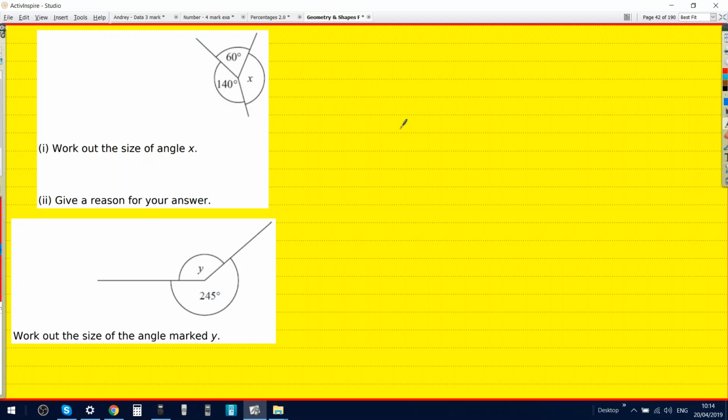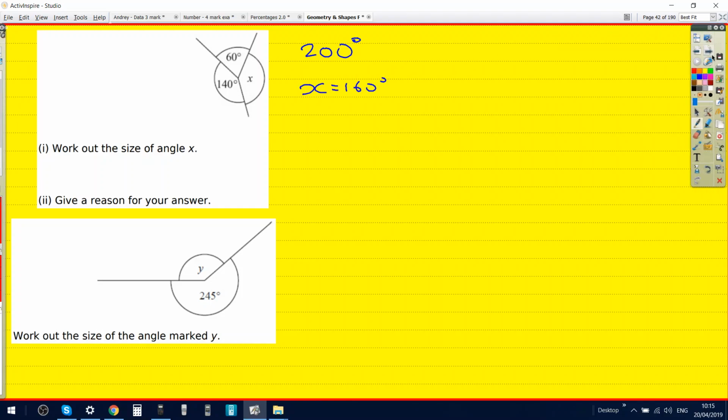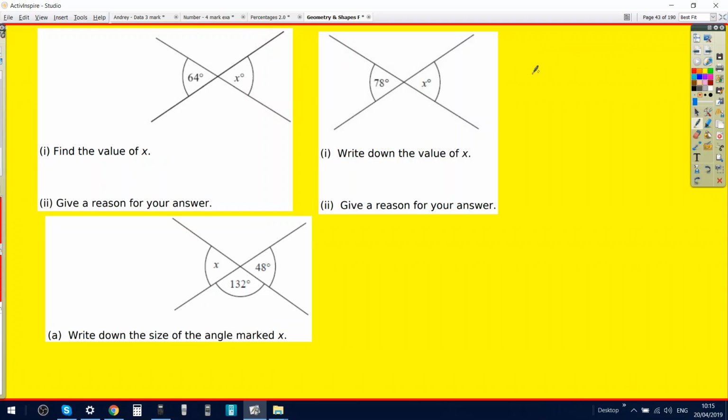So, am I right in thinking that a circle has to equal 360? Yeah. Okay, so what they've given us is 60 and 140, so you add them together to get 200, and that leaves 160 to be the angle x. That's it. How about the one on the left?